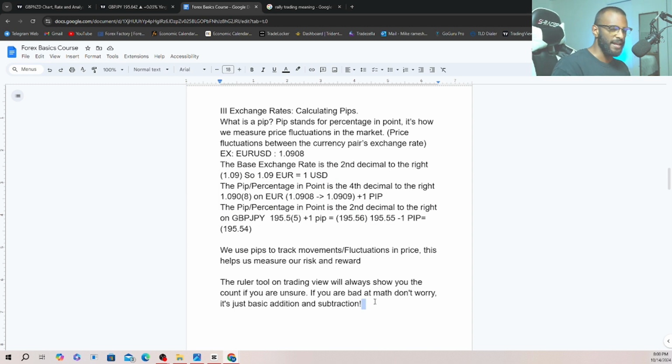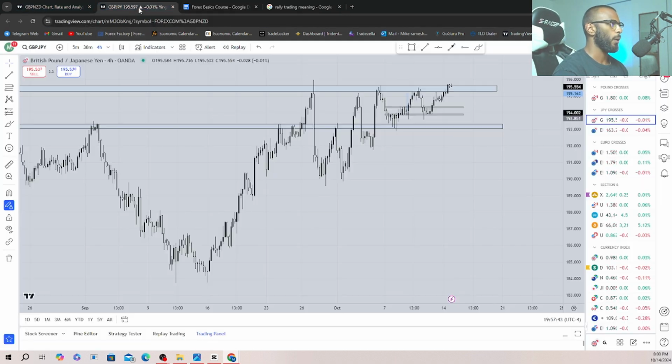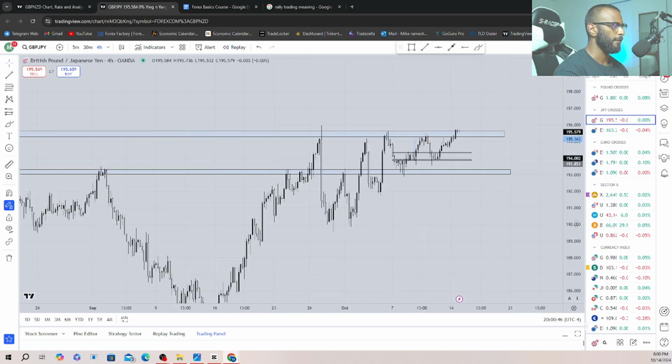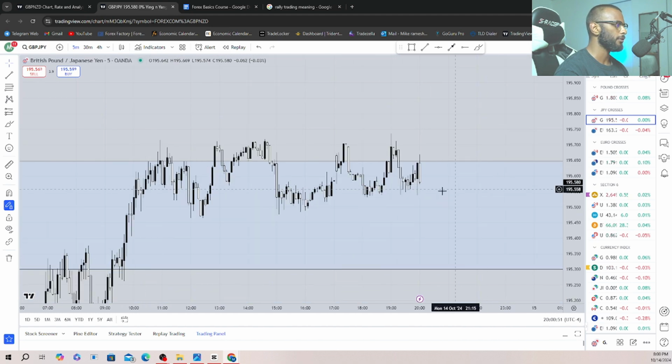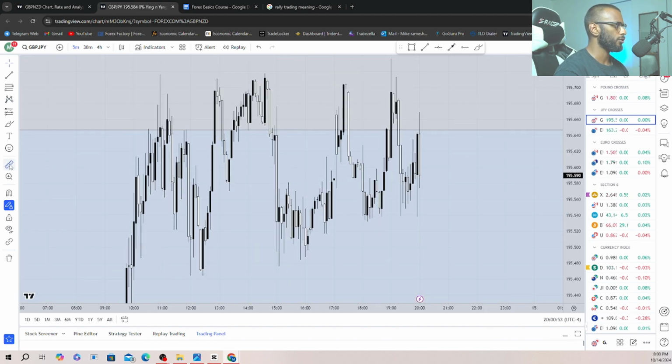It's just basic addition and subtraction. There is no multiplication, there is no division, there is no calculus, there is no derivatives, there is no college algebra, there is no high school algebra. It is just addition and subtraction. Okay, so I want to just give you a quick example of the ruler tool on TradingView. I'm going to go really quickly into the low time frame here, and the ruler tool is pretty straightforward. It's the ruler, and I'll take it from here to here.